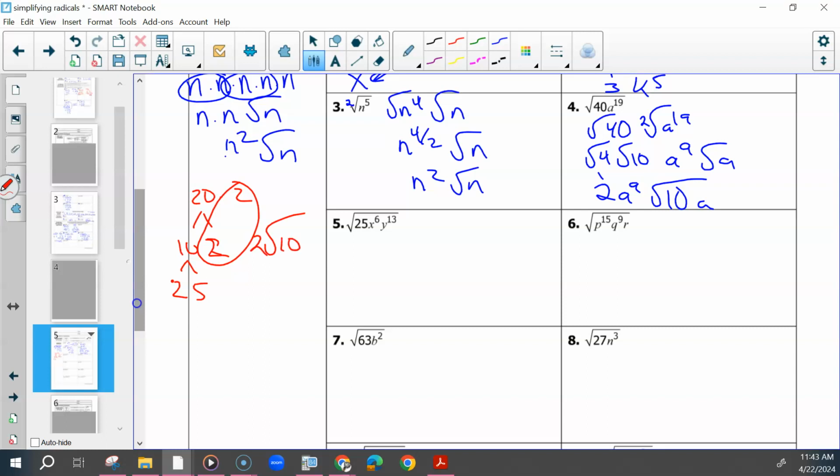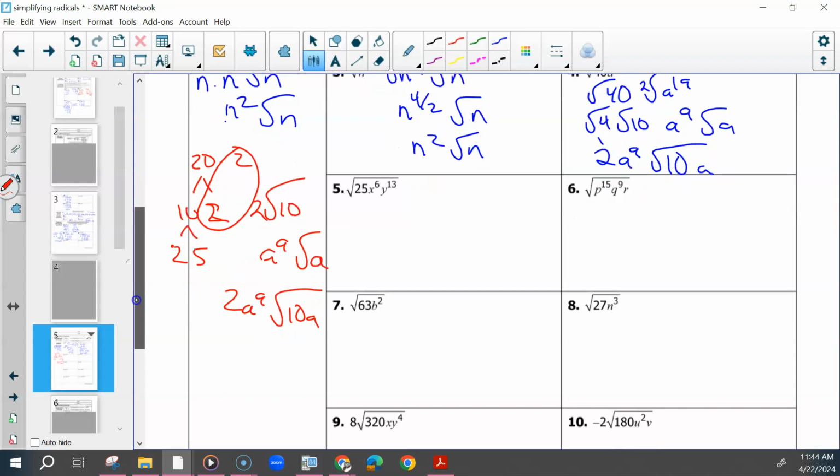And then with our variables, you could do that the same way. You could break it down. That's up to you. If you like this method and want to just do that same thing, then you have a to the 9th times the square root of a, and then you just combine them. So you have a lot of different choices when simplifying both pieces. Any questions there?